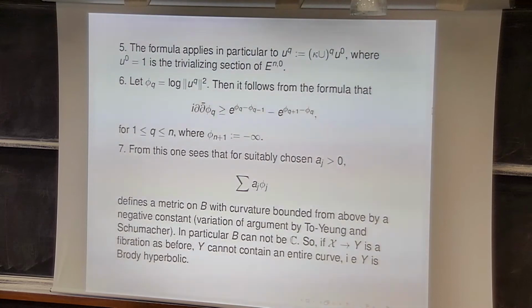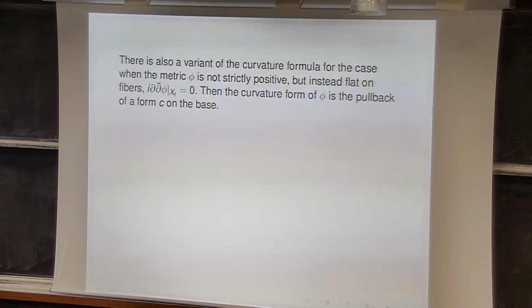Okay, there is yet another formula here. There is a variant of this curvature formula for the case which is more or less the opposite case to what I had before. So I'm not assuming now that phi is strictly positive on fibers, but instead 0 is the opposite case. So let's assume that the line bundle is flat on all fibers. Then you can compute the curvature of phi. It's not hard to see that it's a pullback of a certain form on the base. And then we have the following theorem.